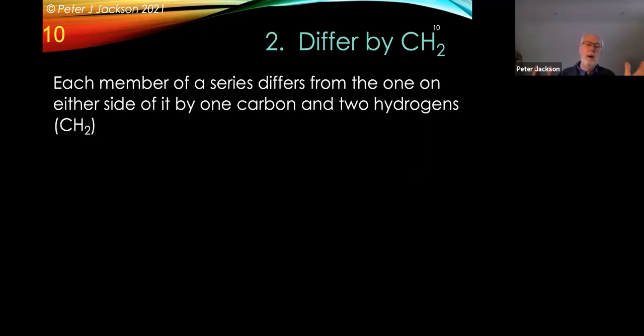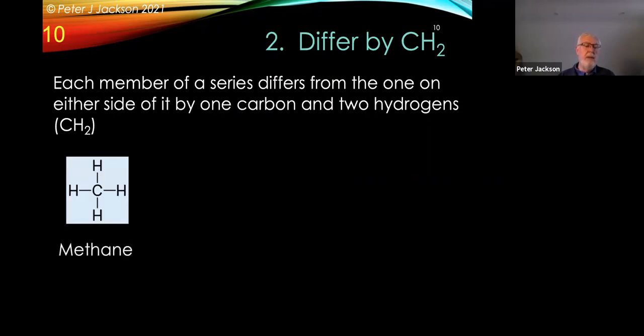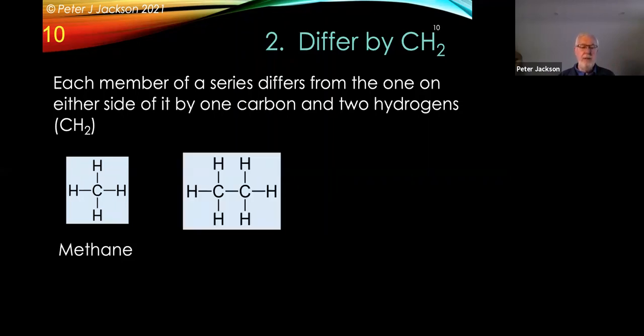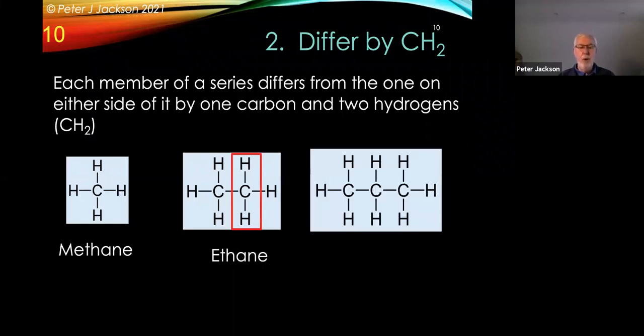Right. The second thing is that each member of a homologous series differs from the one before it and the one after it by 1 carbon and 2 hydrogens. We describe that as differing by CH2. There is methane, CH4, we saw that earlier. Then following that, the next one is ethane, and the difference between the two of them is CH2. The next one is propane, and the difference between that and the previous one is CH2. So each one differs from its neighbour by CH2.